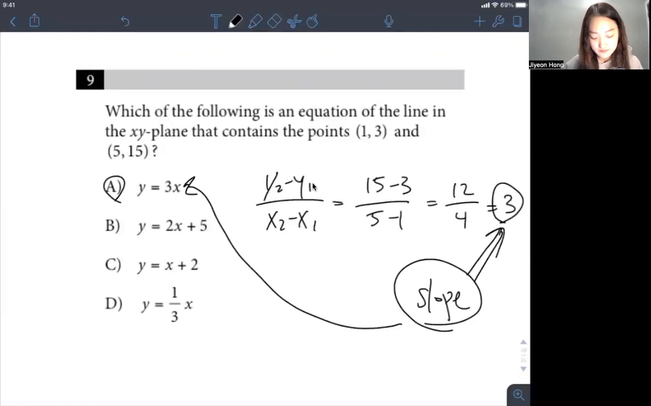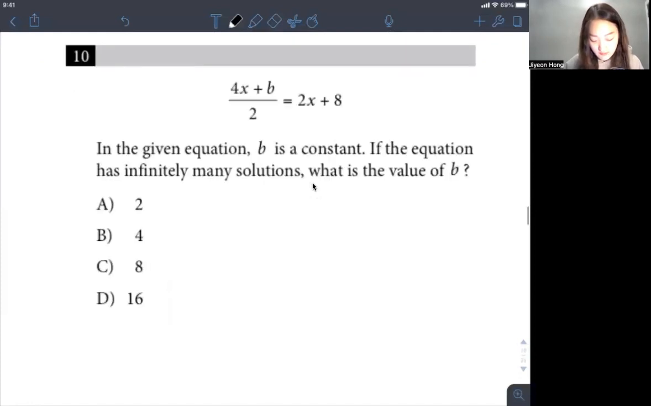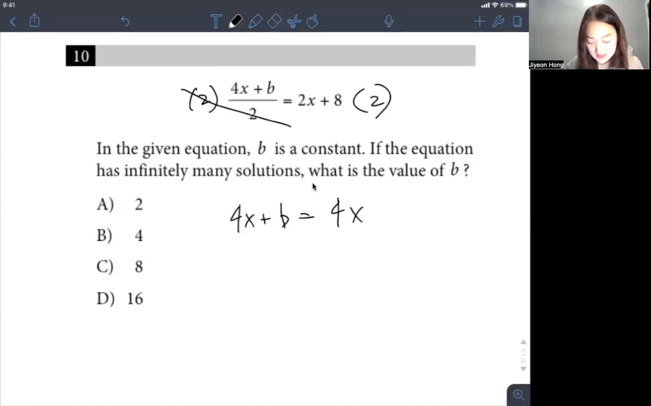Number 10. 4x plus b over 2 equals 2x plus 8. In the given equation, b is a constant. If the equation has infinitely many solutions, what is the value of b? So first we need to know when an equation has infinitely many solutions, and it's when the left side is equal to the right side. But before that, I want to simplify this. So I want to multiply 2 on both sides to make this look more simple, which brings us to 4x plus b is equal to 4x plus 16. Make sure to distribute it to the entire expression.